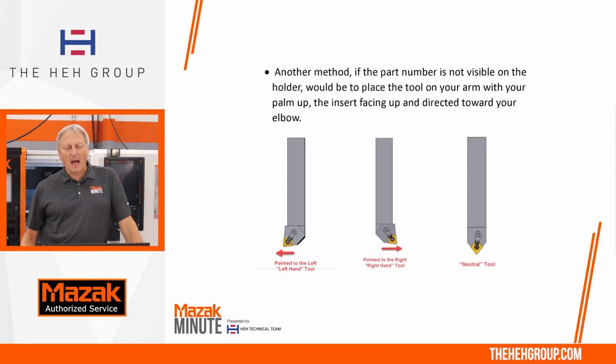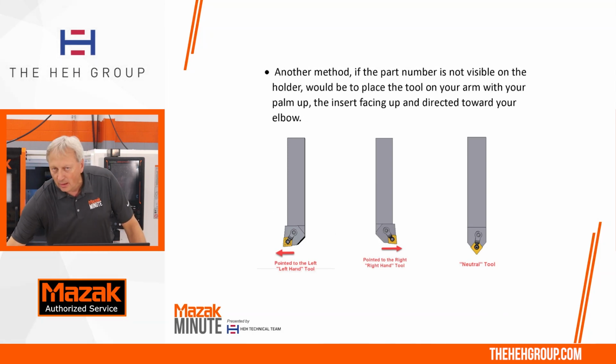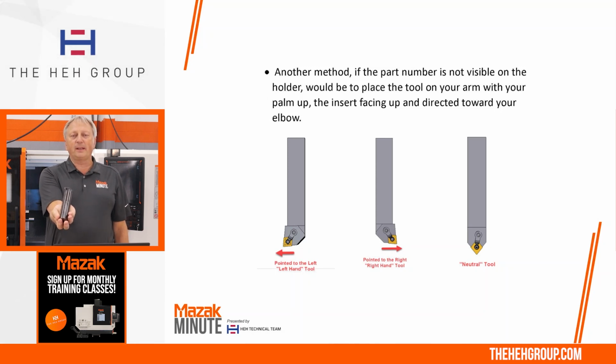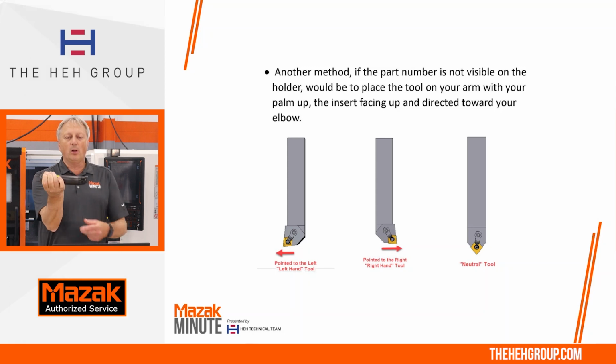If you don't have the box or you can't read the tool holder itself, another method I like to do is grab a tool. And what I want you to do is hold it in the palm of your hand with the insert facing towards you. If you look at this tool, it is pointed to the right. It is a right-hand tool. So if I'm turning towards the main spindle, it's going to be in this direction.